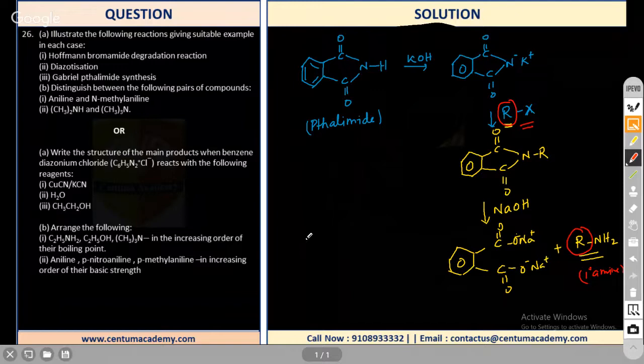What is the product we get in the first one? Cyanobenzene. CN will attach over there. Nitrogen goes out, then chloride also goes out, and then CN is attached to the ring. Second reaction we will get phenol, correct? Third reaction, CH3CH2OH.